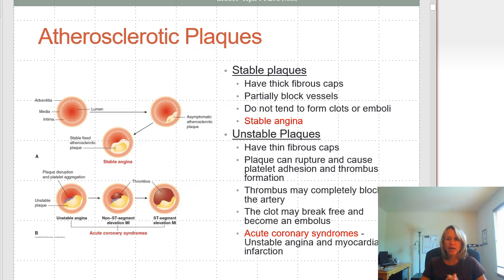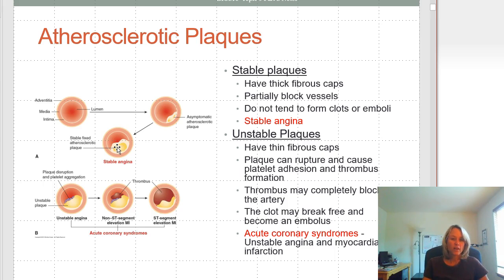Okay, so let's look at those plaques. Stable plaques are the atherosclerotic lesions that have thick fibrous caps, and you can see they partially occlude the blood vessels, but they're stable and they don't tend to form clots or emboli. So if this plaque was in a coronary artery and you had increased demand for oxygen, such as with exercise, which could just be walking the stairs, then you may not get enough oxygen because of this stable plaque, and that would be called stable angina.